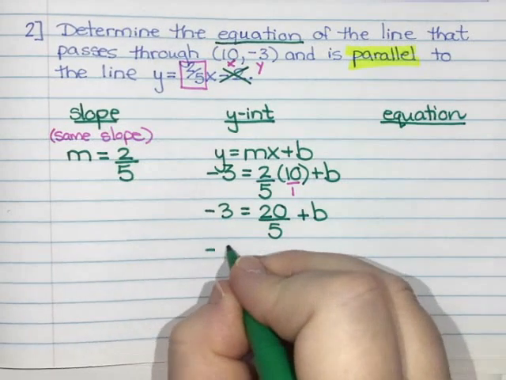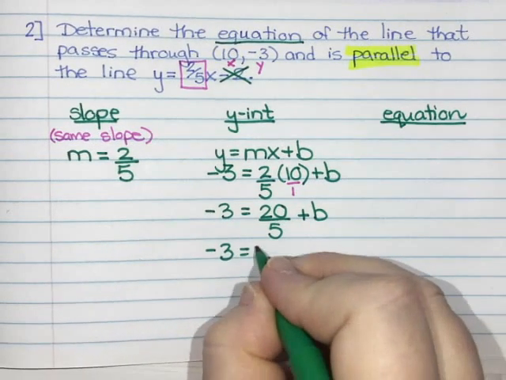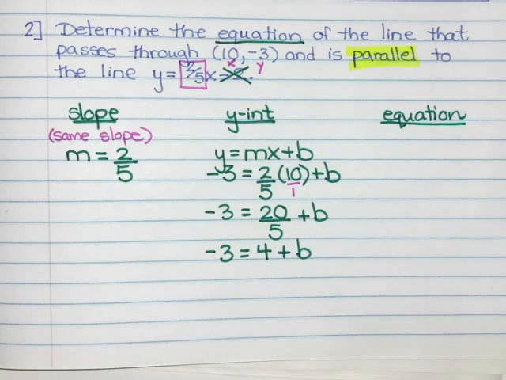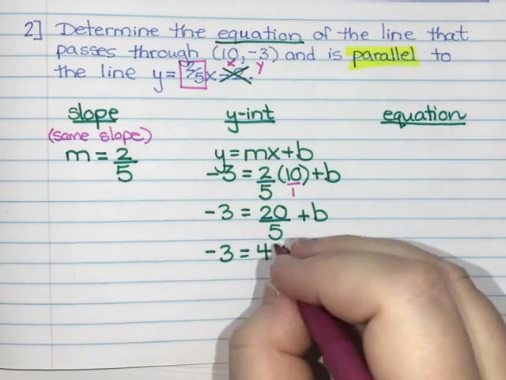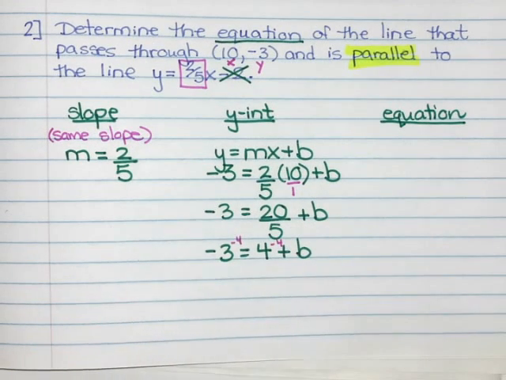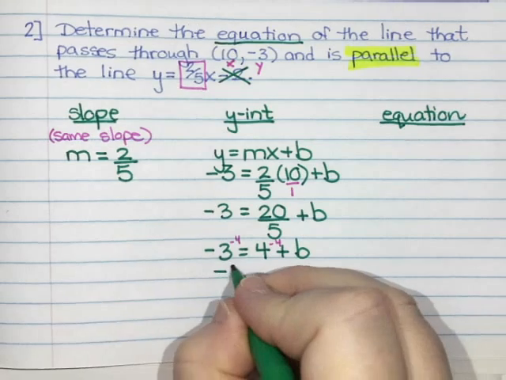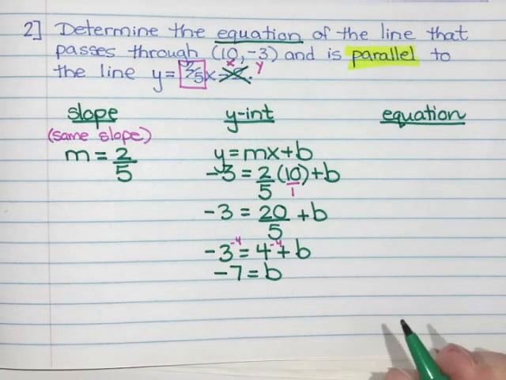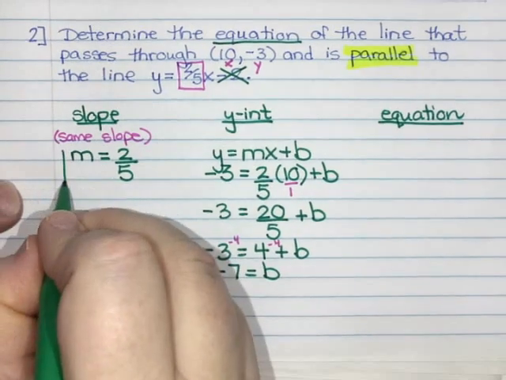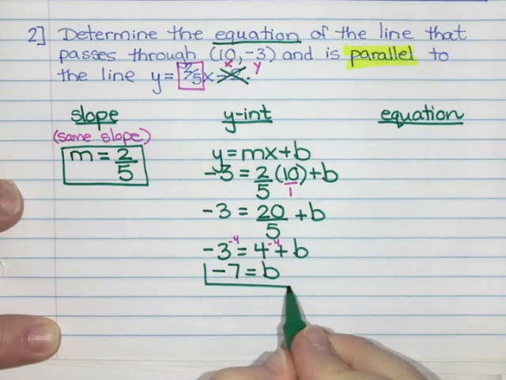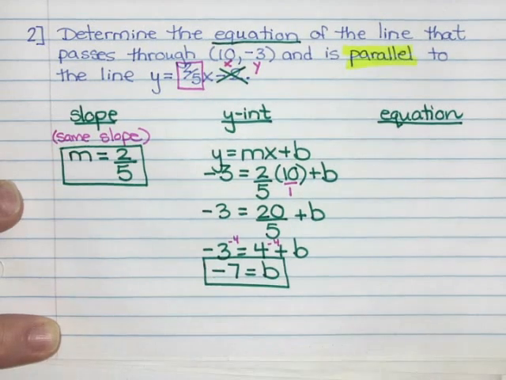20 divided by 5 is 4 plus b. And then I want to solve for b by subtracting 4 from both sides. So -3 take away 4 is -7. So our y-intercept is -7. So we have a slope of 2/5. We have a y-intercept of -7.